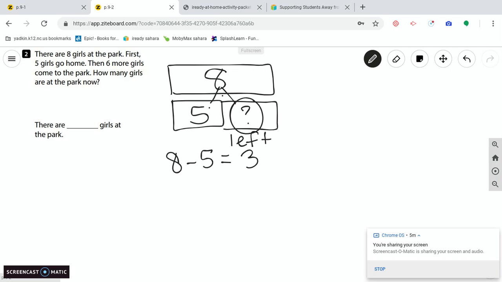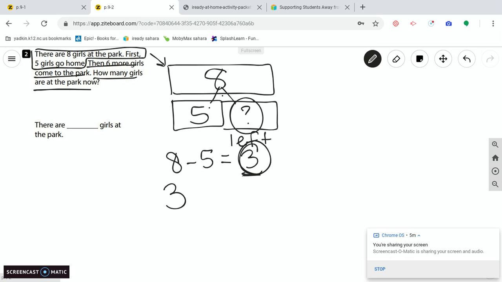Now let's go back and look at our problem. We want to know how many girls are at the park now. This does not tell me how many are at the park now. I have only solved this part of the problem. There are 8 girls at the park. First 5 girls go home. So now there's 3, but I'm not done. We haven't done this part. 6 more girls come to the park. So there were 3 left, and 6 more girls come to the park.